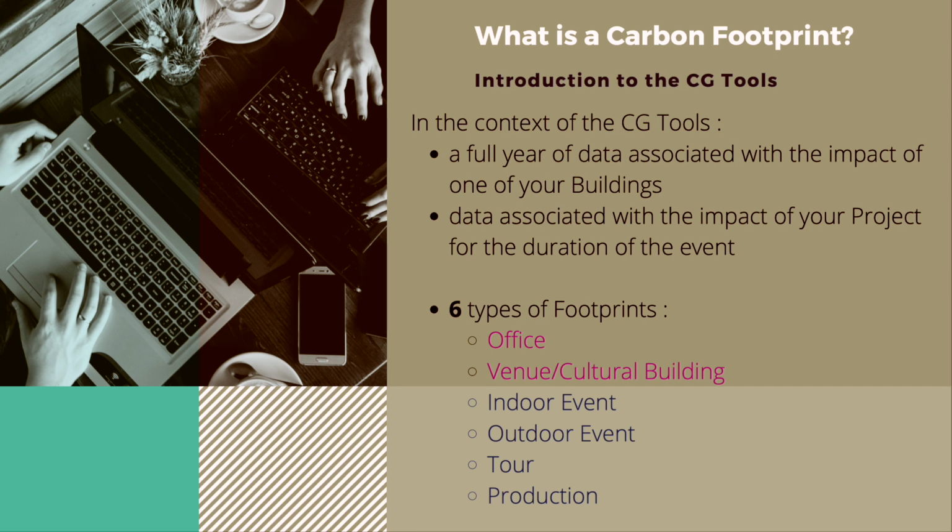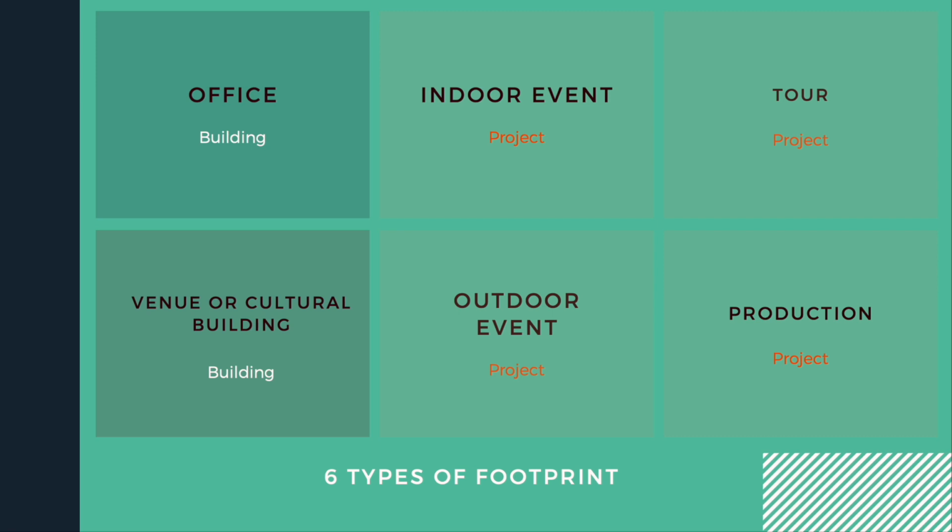Just as a reminder, in the context of the tools, it refers to a full year of data associated with the impact of running one of your buildings, or to data associated with the impact of your project for the duration of the event. First, let's look at the 6 different types of footprints that are available in the tools.